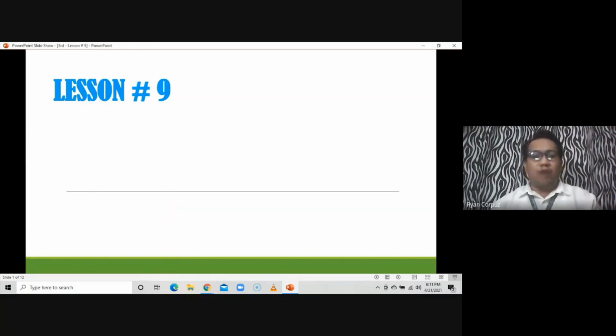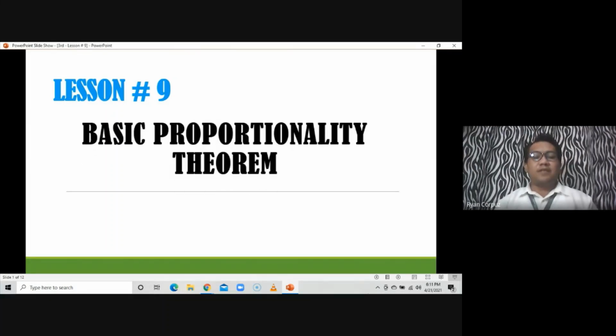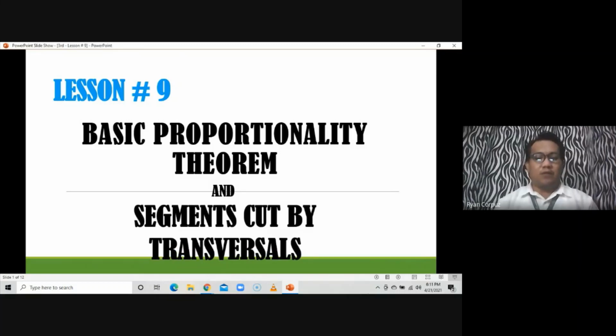So let's proceed now to our discussion for today. This is just a continuation of our discussion for the second chapter for the third grading period, which is about similarity. So basically, we are now on lesson number 9. What are we going to discuss for this lesson number 9? We are going to discuss the basic proportionality theorem, and kasabayan natin siya ng discussing another lesson which is about segments cut by transversals.